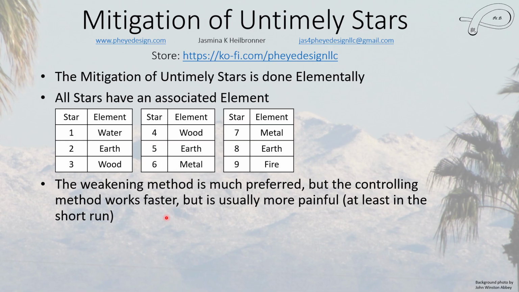Or you could do it with the controlling method, which could be much faster. It could happen much quicker, and there can be maybe a big argument or something like this. And so it might be more painful, at least for one of the two people. But in the end, the same thing would happen. So it's just a matter of timing and how much uncomfortableness you are willing to put up with.